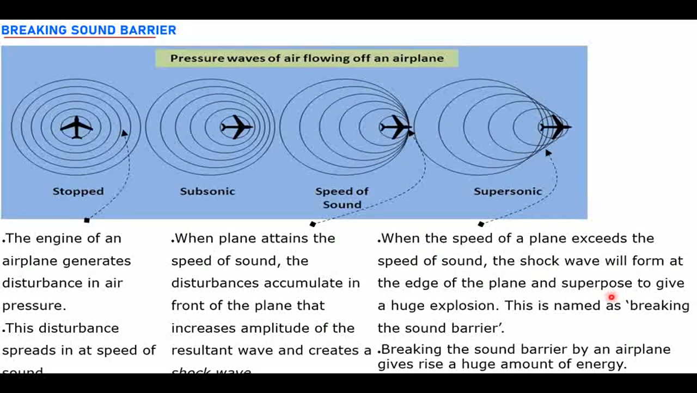Superpose means interfere. When they interfere, they will increase the amplitude and give a great power, a very big noise. So they superpose to give a huge explosion. This is named breaking the sound barrier. Breaking the sound barrier by an airplane gives rise to a huge amount of energy. And this sound is heard just as a very big boom, like in these movies.